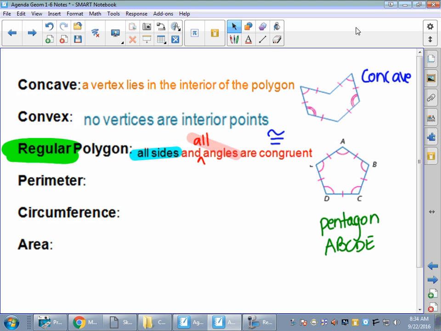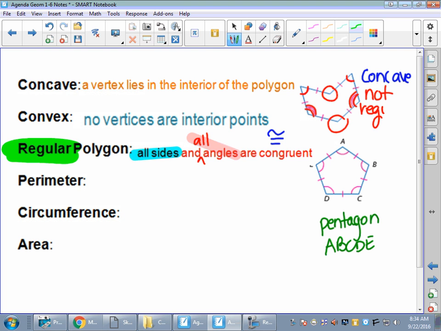But notice in my concave polygon on the top example, all the sides are congruent. Everybody sees the congruent dashes, right? So all those sides are congruent, but are all of my angles congruent? I've got this pair of congruent single arced, and then I've got another pair of double arced, and then I have this one that doesn't have any mark, and then I have this one that's that interior point that doesn't have any mark. So this is concave, and it is not regular.